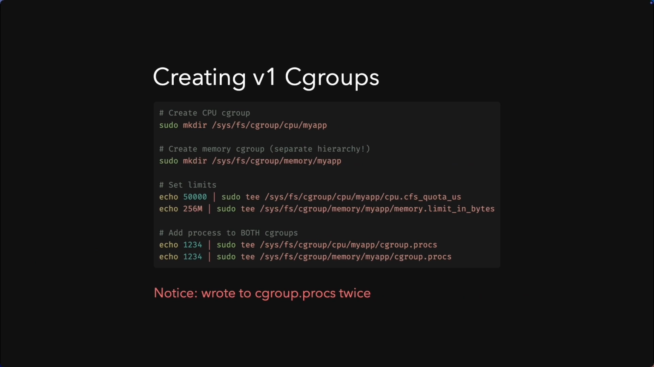The same PID can be in different positions. And we have questions like who manages this process and what's its effective limit when controllers conflict. The kernel handles this, but management tools struggle. systemd, Docker, Kubernetes, they all have to maintain per-controller state. It's complex and error prone.